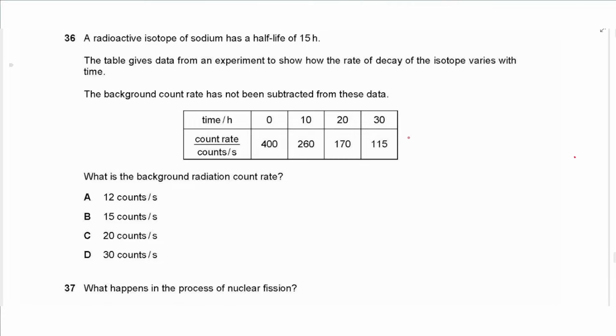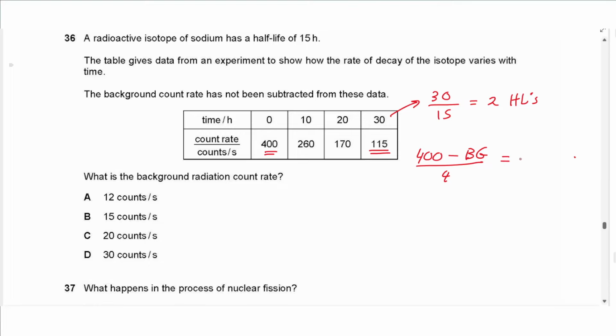So if we take the final time, so that's the total time of the experiment, 30, and we divide it by the half-life, we get 2 half-lives. That means that we divide by 2 two times. That's a total of dividing by 4 from the initial value. But the initial value included background. So if we remove the background from the 400 and then we divide by 4, we reach the final activity.